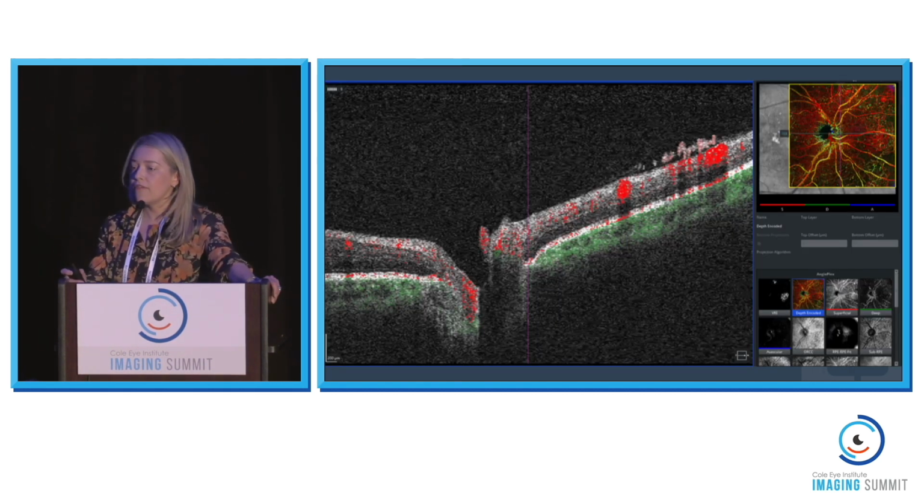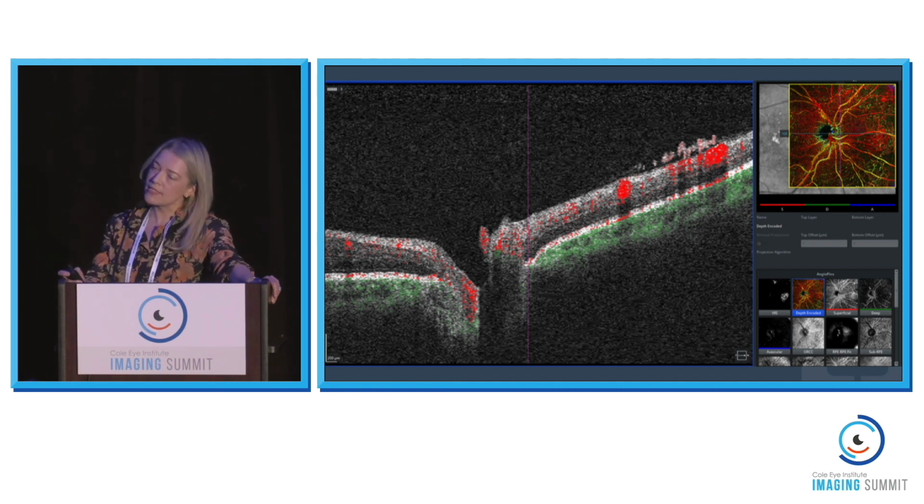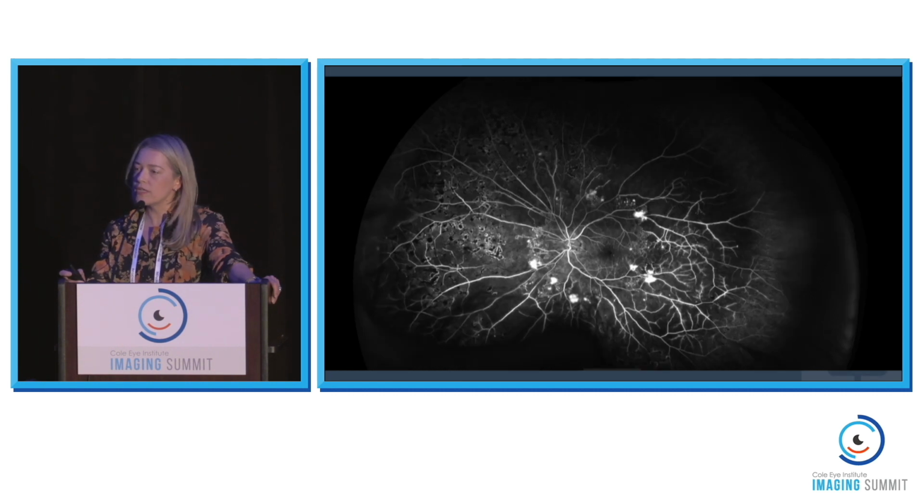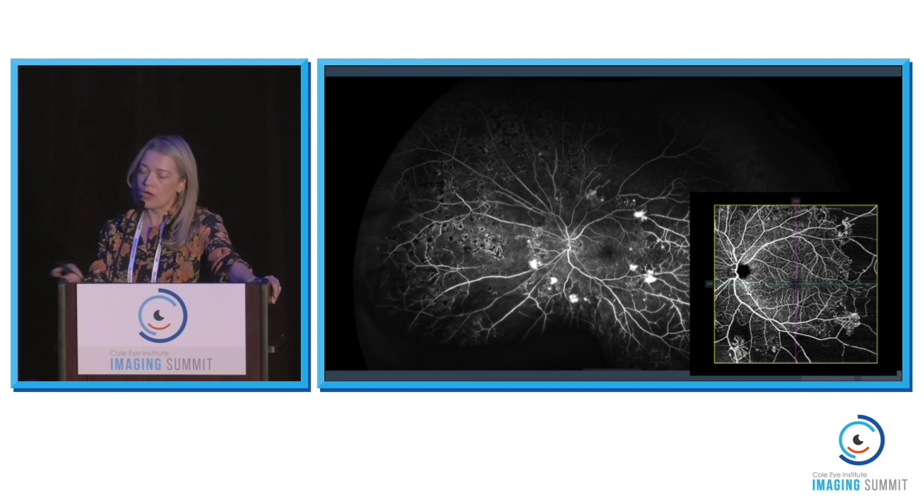This is the fluorescein angiography of the same patient, and as predicted, we can see significant non-perfusion and areas of neovascularization. But my question to you is, do we really need the FA on this patient, and would your clinical decision-making be different if you had just a 12x12 OCTA in a patient like this?